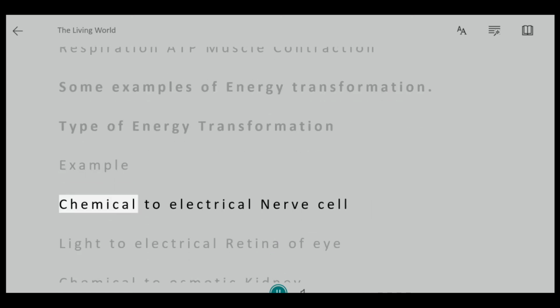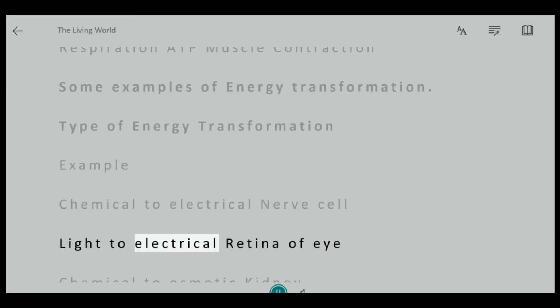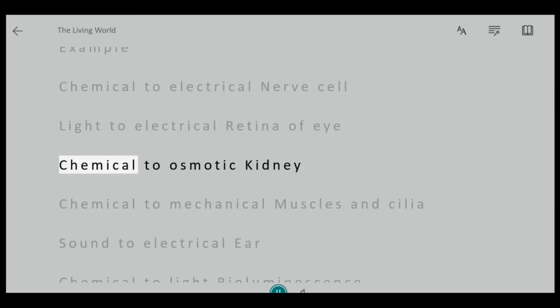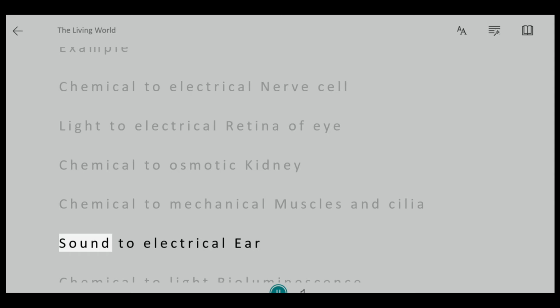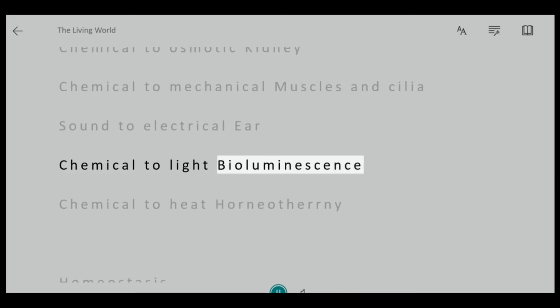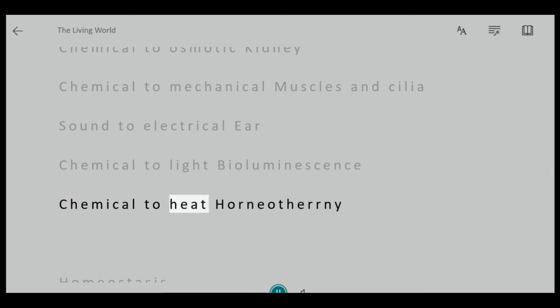Example. Chemical to electrical, nerve cell. Light to electrical, retina of eye. Chemical to osmotic, kidney. Chemical to mechanical, muscles and cilia. Sound to electrical, ear. Chemical to light, bioluminescence. Chemical to heat, homeothermy.